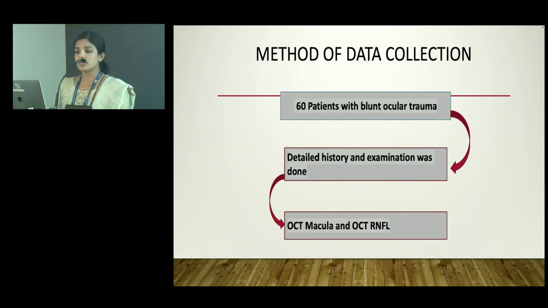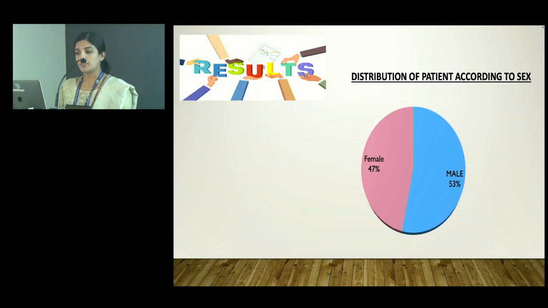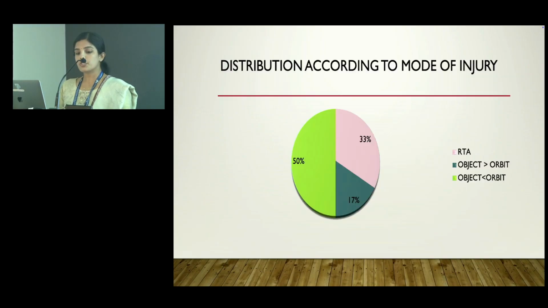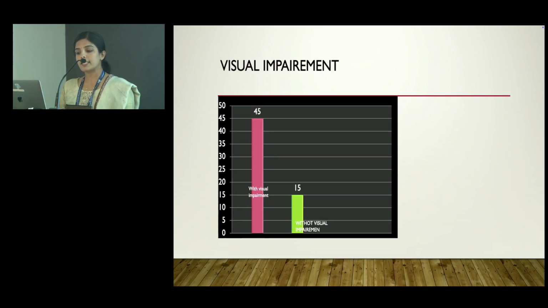Methods of data collection: 60 patients with blunt ocular trauma were taken, and detailed history and examination were done, and OCT macula and OCT RNFL were taken. From this, the result: the distribution of patients according to sex is about 53% male and 47% female. According to mode of injury, about 33% had RTA, blunt ocular trauma with an object greater than the orbital opening was about 17%, and an object less than the orbital opening 50%. In visual impairment, 45 had visual impairment and 15 had no visual impairment.